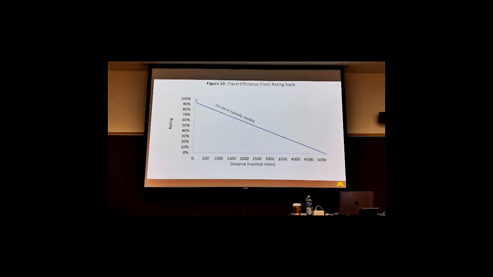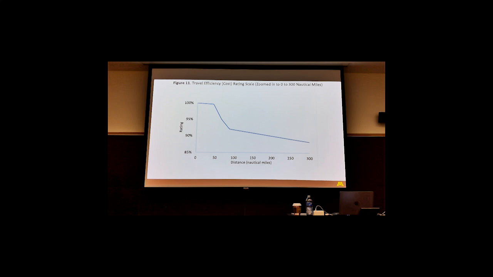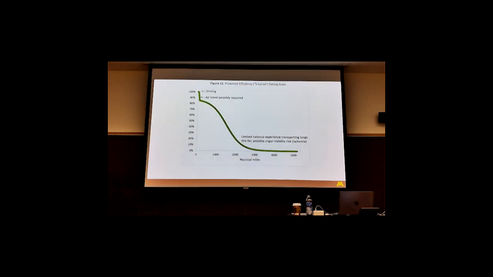This is actually the function that they put in for the travel efficiency cost scale. You can see that there's actually some activity early on in this curve up here, and then it just becomes linear after that. Okay, I'm going to zoom in on that area. This is what it looked like. And they did that because organs early on are likely driving. There's some boundary where the OPO is going to say, oh, it's only 50 miles away, we're just going to drive it by ambulance or something.